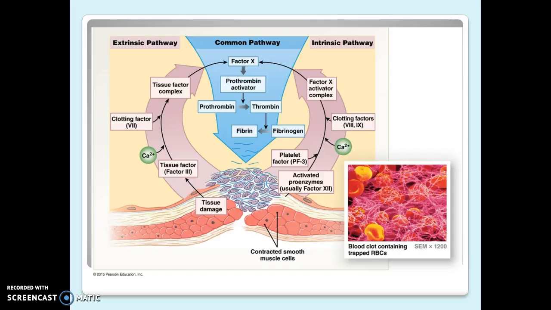Clot retraction, this is amazing. Within the clot, there are actually some myosin and actin that will pull the clot up towards the edges of the vessel that have been damaged together, and then fibrinolysis is when we actually are breaking down the clot at the end of this.